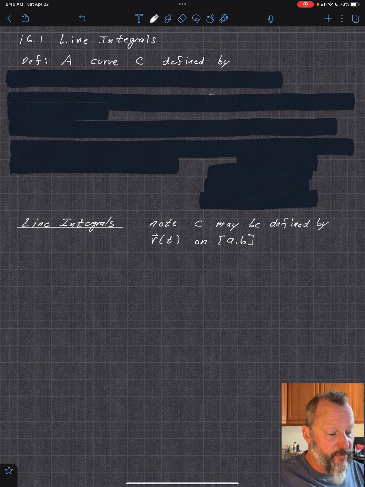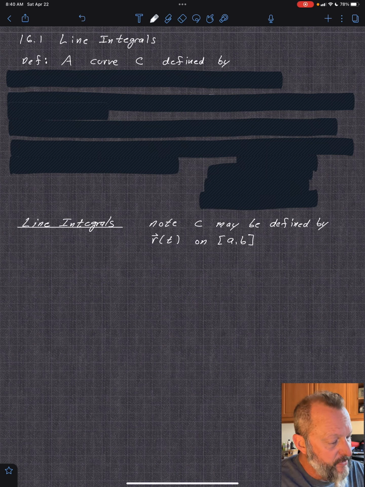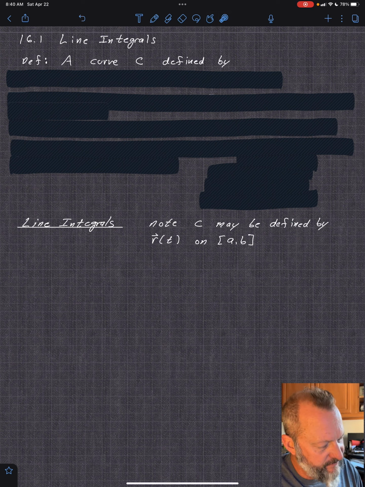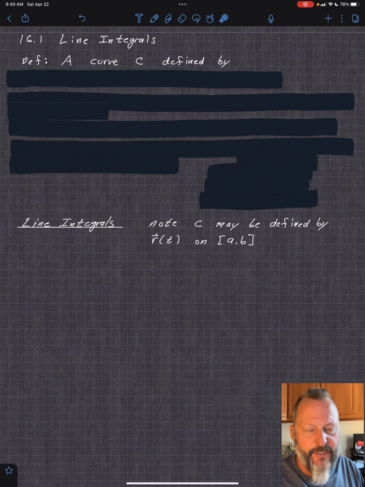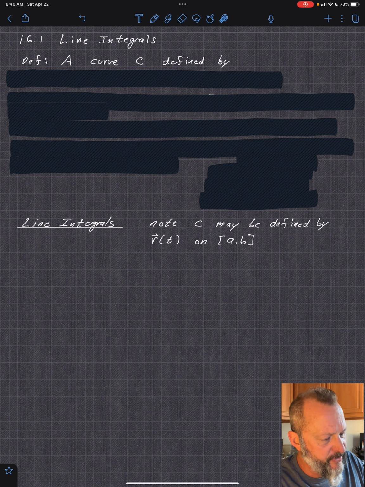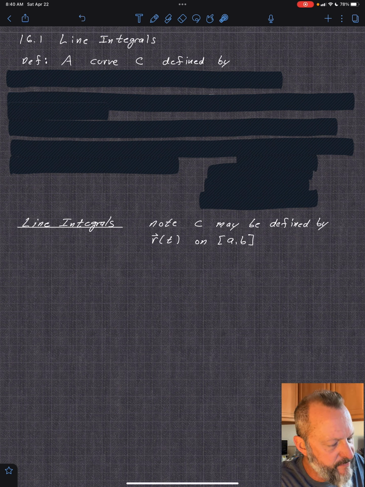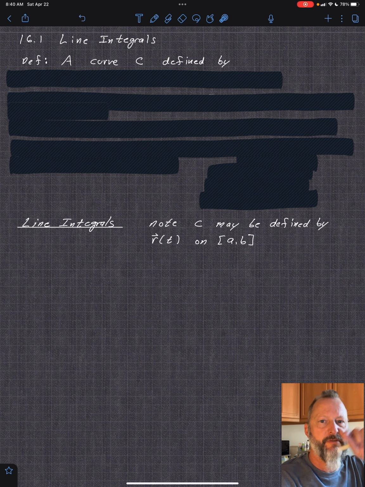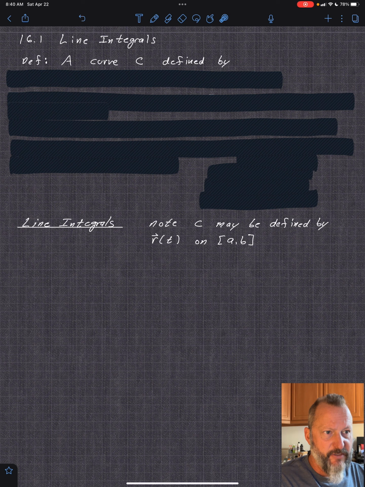Let's go on to line integrals. And let's write down this definition, 16.1, if we're in the current book. A curve C. So we're talking about just some curve, right? Normally, up until now, we've been looking at curves in space.